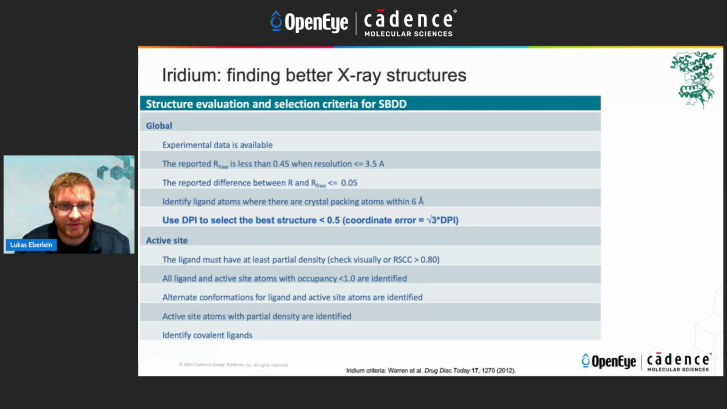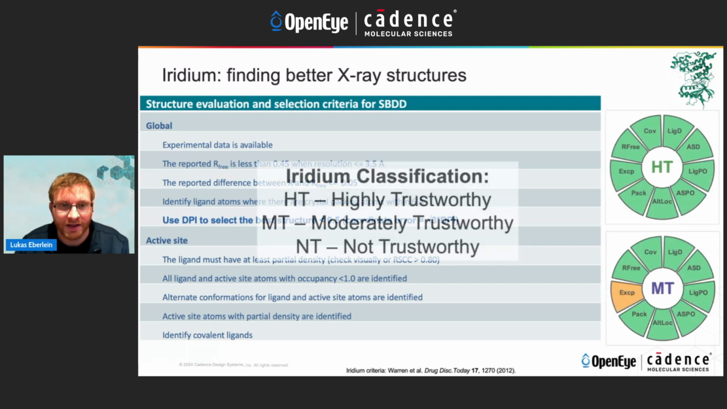To simplify the assessment of model quality, the Iridium criteria were developed to divide X-ray structures into 3 classes before subsequent modeling. The 3 classes are highly trustworthy, moderately trustworthy, and not trustworthy. This classification is helpful in defining the user's expectations for modeling a particular structure. In general, not trustworthy structures should not be used for modeling unless there are no alternatives, and even then, the results should be taken with a grain of salt.